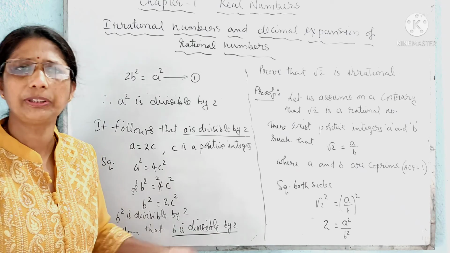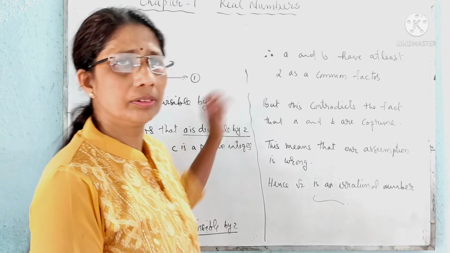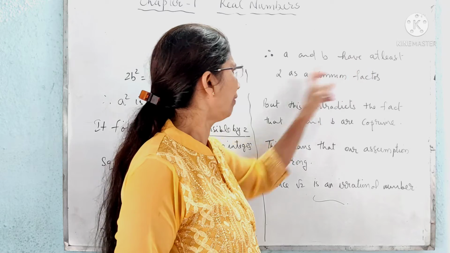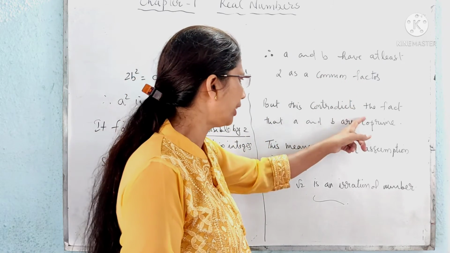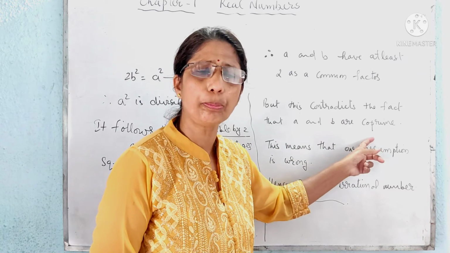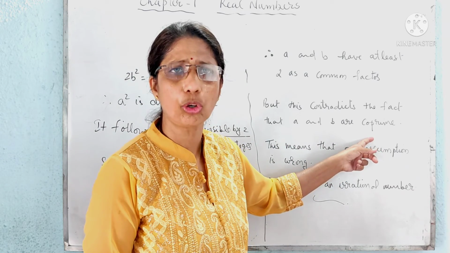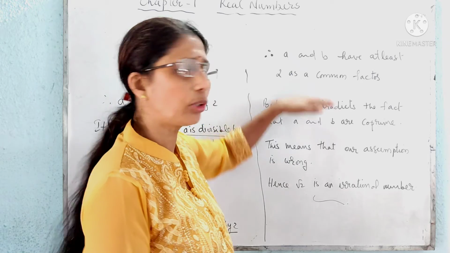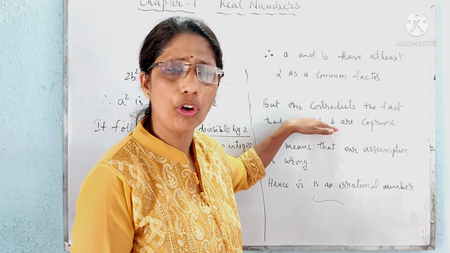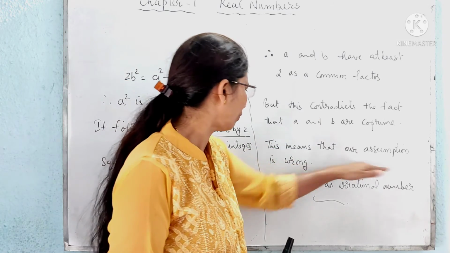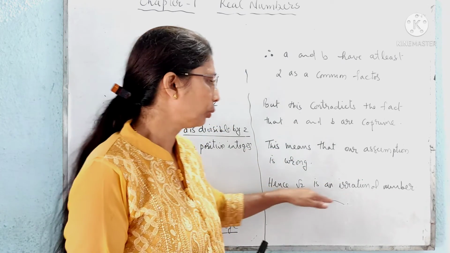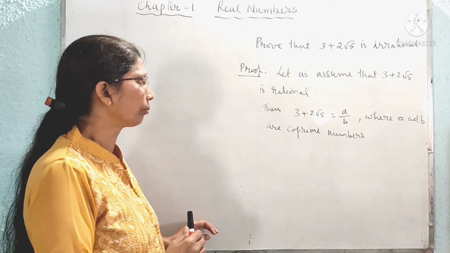तो HCF 1 नहीं है, HCF 2 मिल गया, दैट मीन्स इट इज नॉट पॉसिबल। Therefore a and b have at least 2 as a common factor. But this contradicts the fact that a and b are co-prime। हमने पहले से बोला a and b are co-prime है करके, बट हमको यहाँ पर कॉन्ट्रडिक्शन मिल गया, हमने फॉल्स प्रूव कर लिया, ये स्टेटमेंट फॉल्स है। This means that our assumption is wrong, hence root 2 is an irrational number.